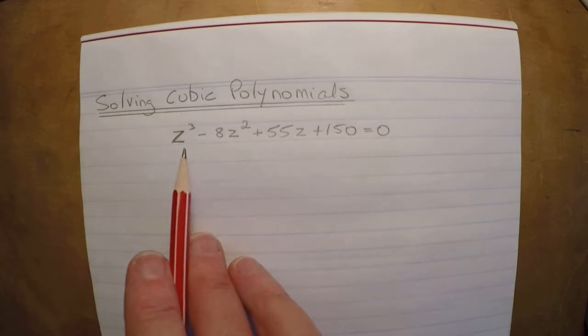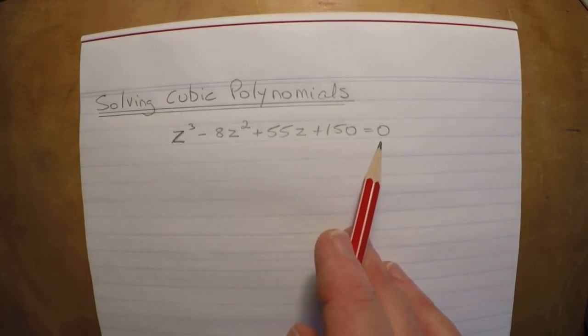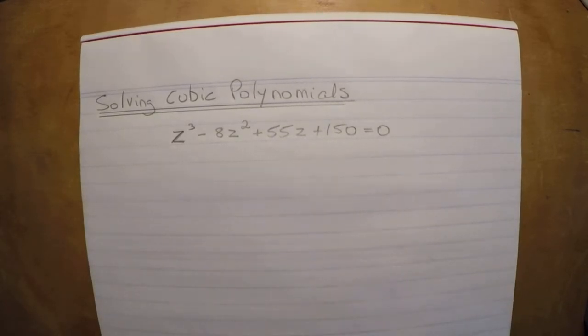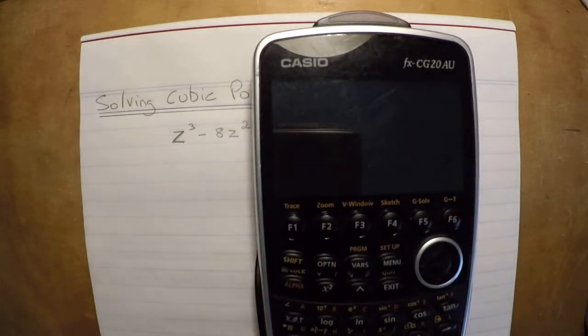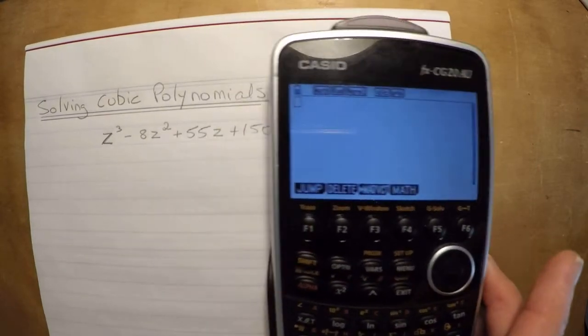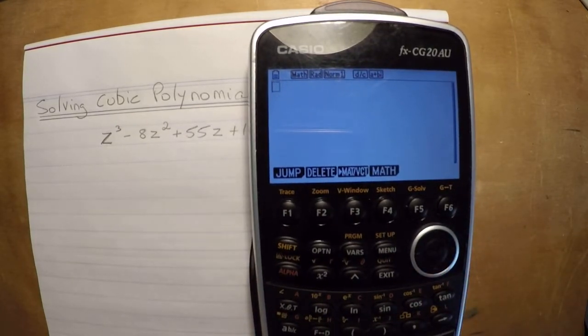Now you literally could guess and check values for z that would make this equation true until you found one. This could be a very tedious and time-consuming process. So particularly in an exam situation where time pressure is essential, I would highly recommend the use of your graphic calculator to find the first zero of this polynomial.